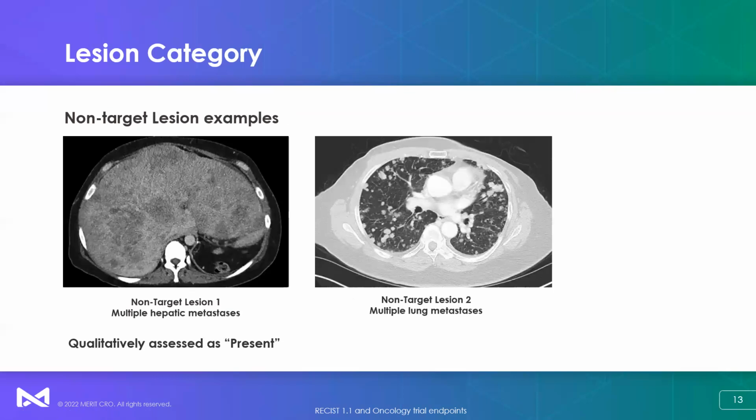And here are some examples of non-target lesion images. This would be non-target lesion number 1. This is an example where RECIST also guides that if there are multiple small lesions, a group of lesions can be recorded under one lesion ID, such as multiple hepatic metastases for non-target lesion ID 01. For instance, on the second image, with multiple lung metastases, multiple lesions can also be grouped under lesion ID 02 if the reader wishes to. And a qualitative assessment of the presence should also be recorded.